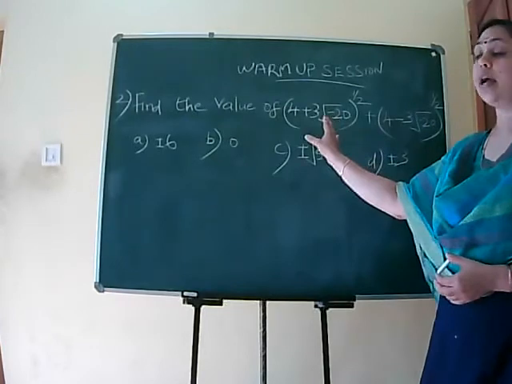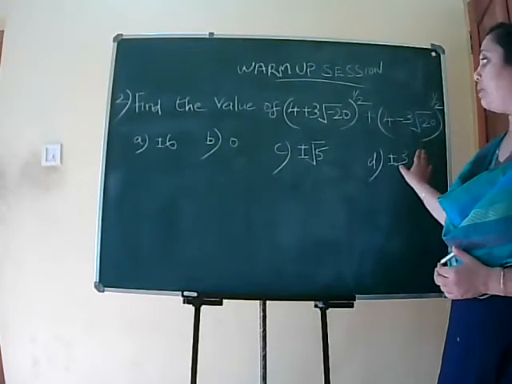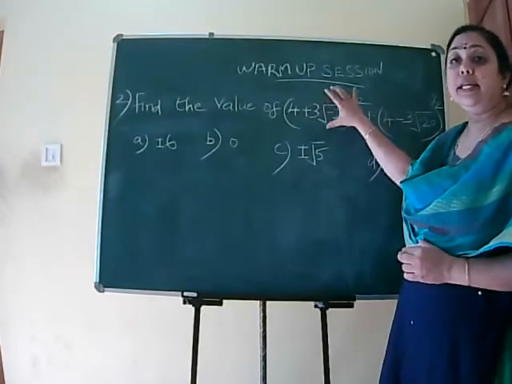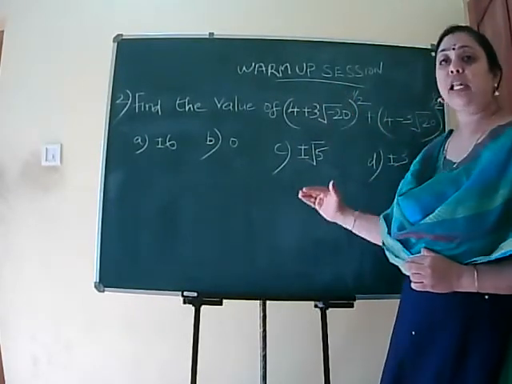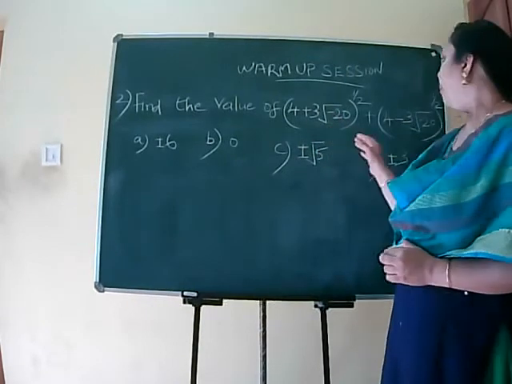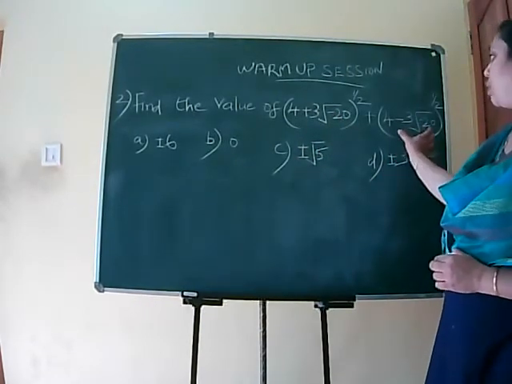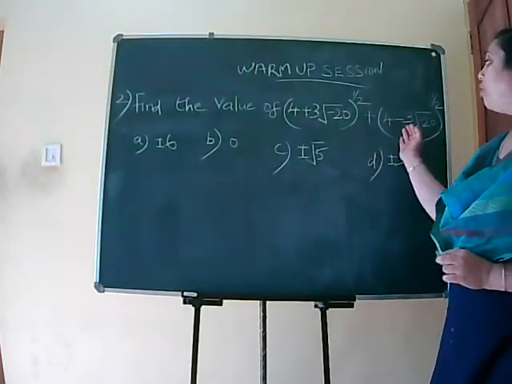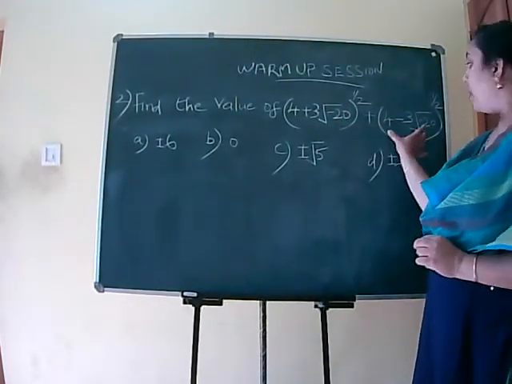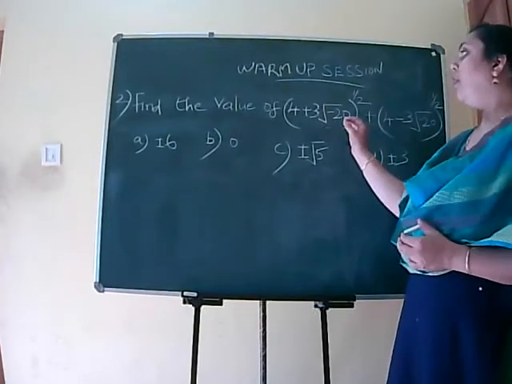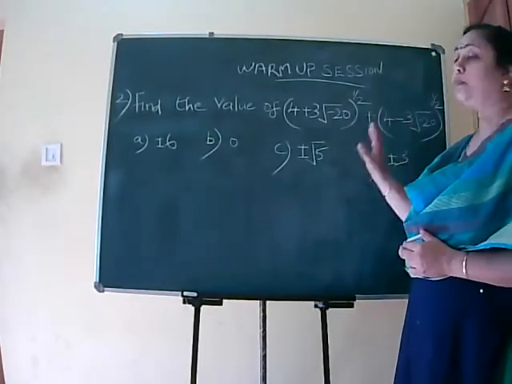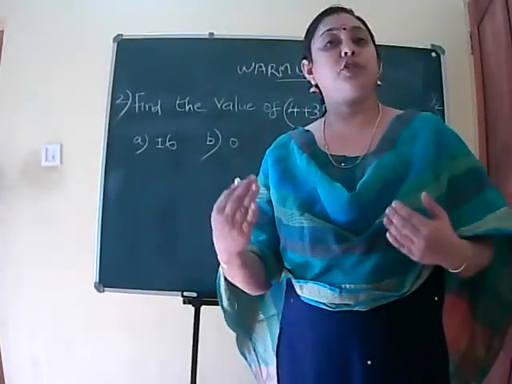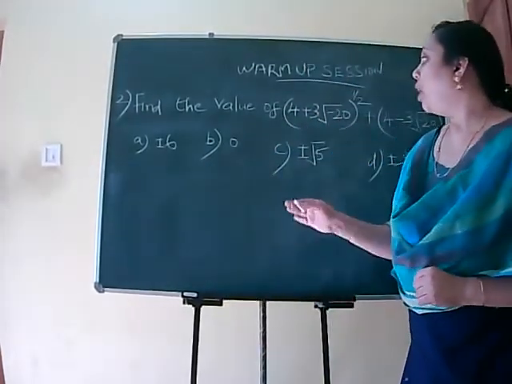Here we have to find the value of the whole expression. First of all, we take only this expression and find its value. Then this portion is the conjugate of this expression, so we can easily find its value. And then we take the sum of the two expressions. That is the procedure. Okay, so we start with the question.